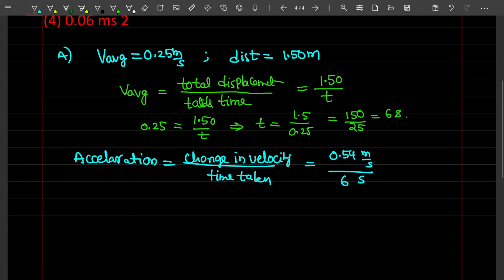Now this acceleration value, if I multiply with 100, 0.54 into 100 divided by 6 into 100. So this is now 54 divided by 600. That means 0.09 meter per second square. So this is the answer.